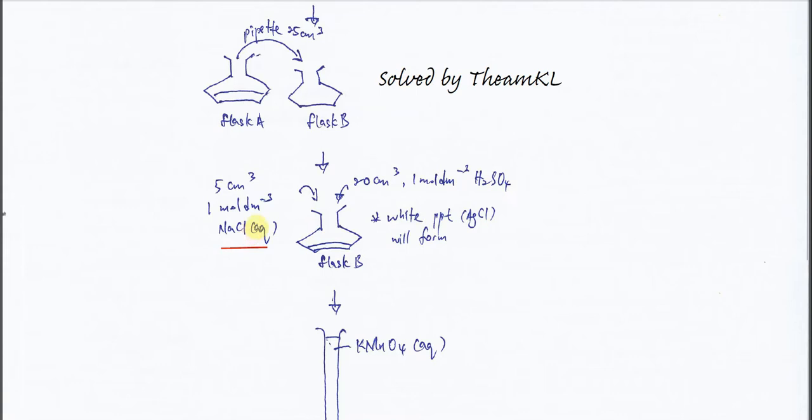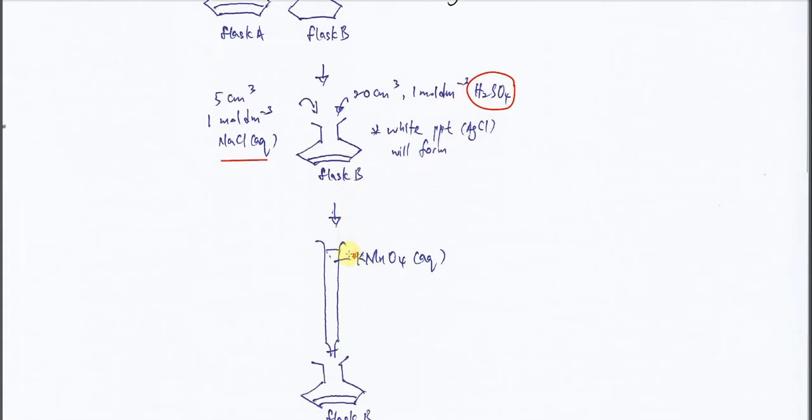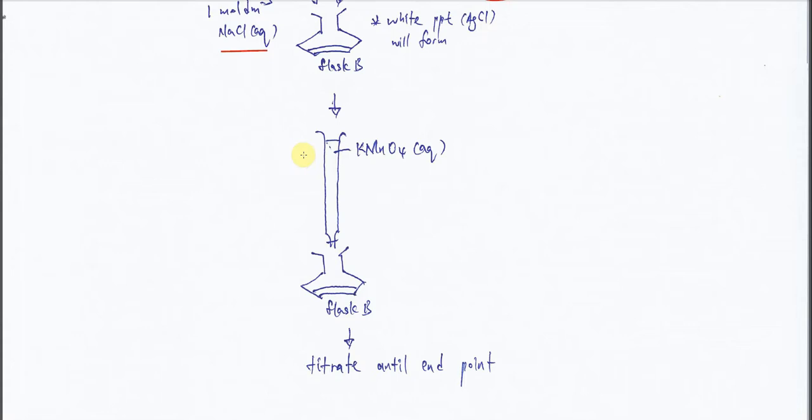After we add the NaCl, we will see the white precipitate, because the silver ions that are in the equilibrium, or silver ions that are inside the solution, will form a precipitate with the chloride. After we add the acid, we can use this solution for the titration. We use KMnO4 to titrate with the mixture in flask B, and we titrate until the end point.